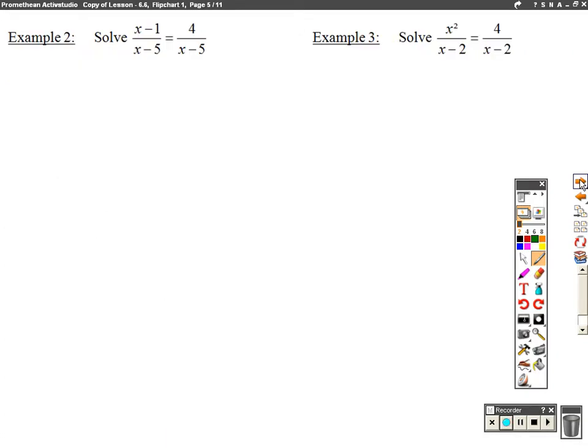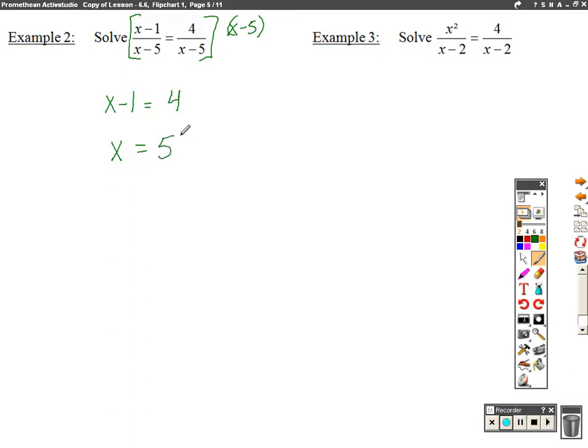Example 2, we multiply through by our LCD, which is just an x minus 5. So here the x minus 5's cancel. I'm just left with x minus 1. Here the x minus 5's cancel. I'm just left with 4. Very simple equation to solve. Add 1 to both sides, you get x is 5.